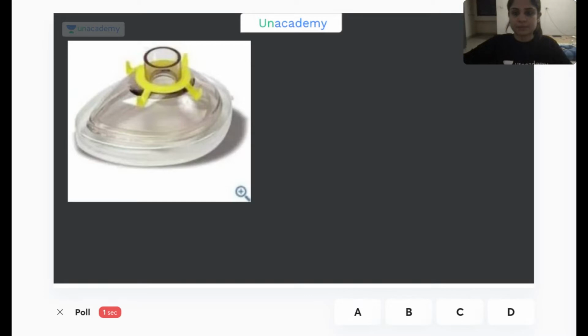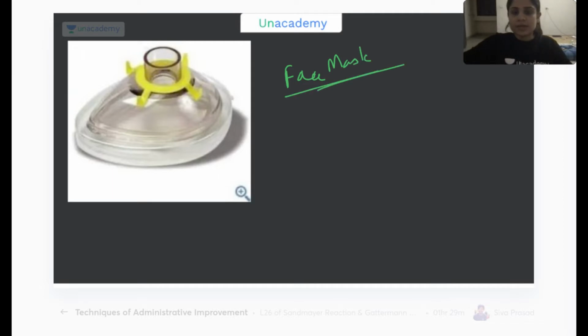Very simple instrument. Yes, very good, Seth. This is nothing but a face mask. Now, is this face mask a universal face mask or does it have different sizes? And everyone who has recognized this as a face mask, give me any two uses of the face mask. Yes, so this face mask comes in different sizes. So you have face mask size 1, 2, 3, 4, 5, depending on whether you're ventilating a neonate or a child or an adult.